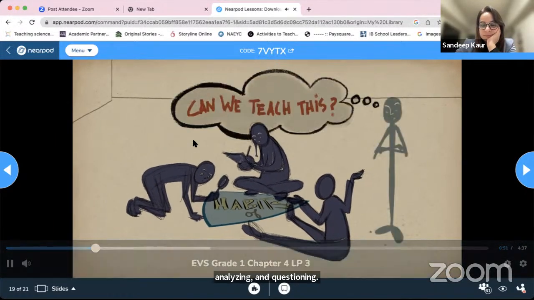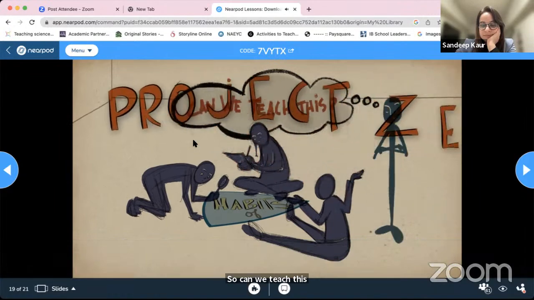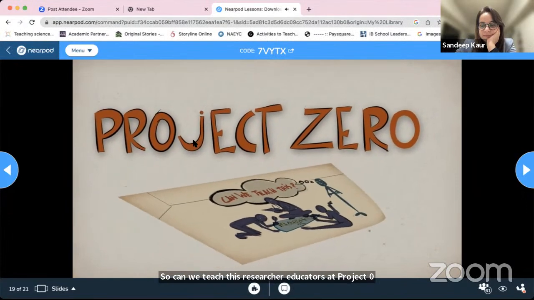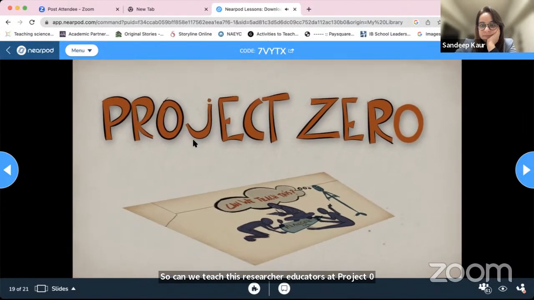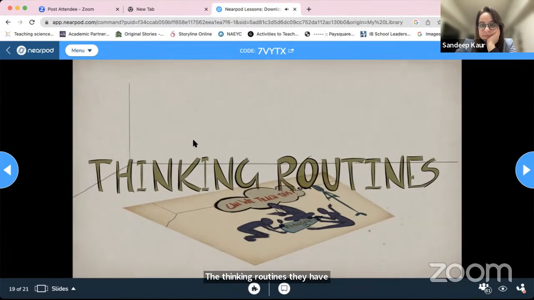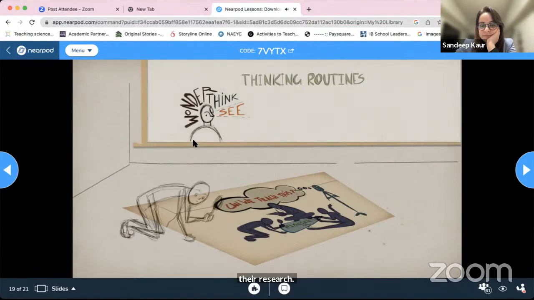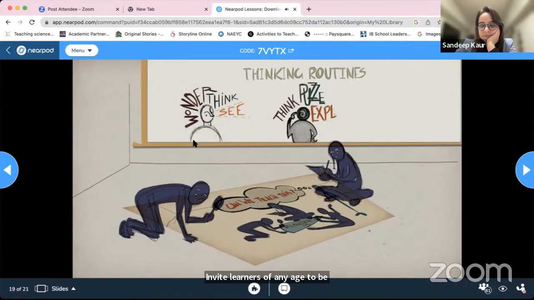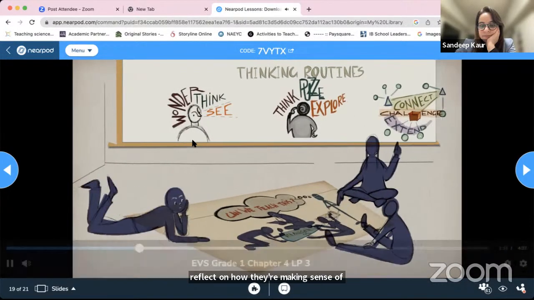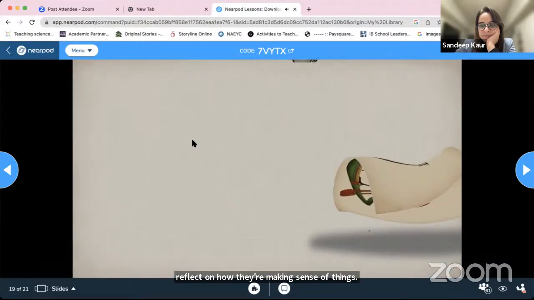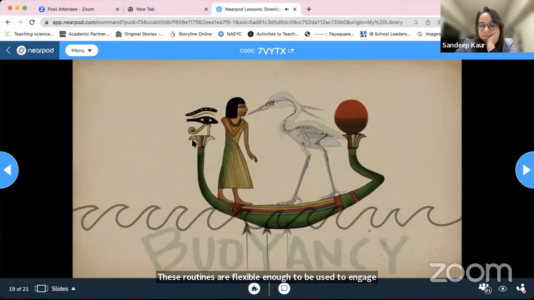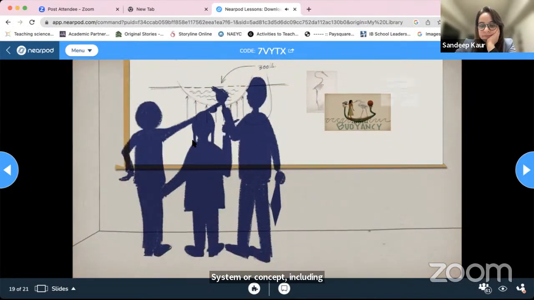So can we teach this? Researcher educators at Project Zero have been exploring this question for many years and think the answer is yes. The thinking routines they have developed as part of their research invite learners of any age to be close observers, to organize their ideas, to reason carefully, and to reflect on how they're making sense of things. These routines are flexible enough to be used to engage learners with any artifact, system, or concept, including their own thought processes.